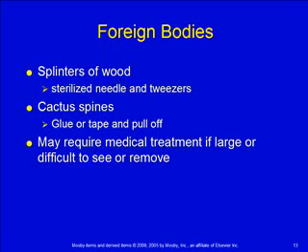The small ones are rarely a problem, but if it's large, you may need to see the doctor to have it removed. Or if it's something that's very difficult to see, such as a piece of glass.